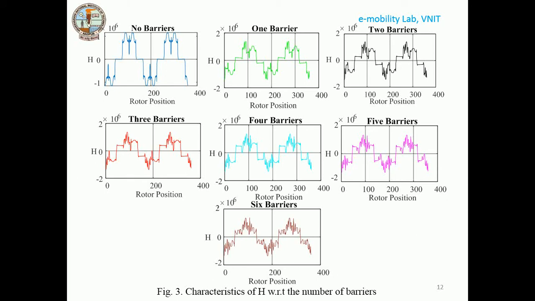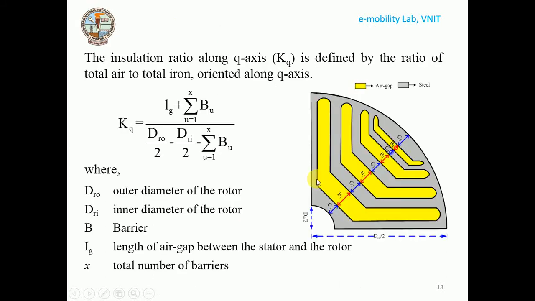So before deciding how many barriers, we should think about our saliency ratio, and what characteristic of B and H we should have in the air gap. These are shown for air gap characteristics. Now I told you what saliency ratio is. Now coming to insulation ratio, the next design parameter.